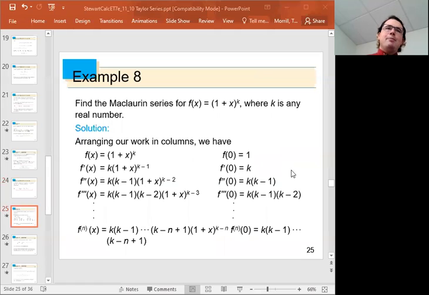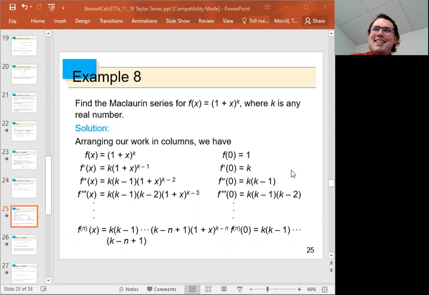Let's take another example. Here's a function, f of x equals 1 plus x to the power k. And here, k is a real number. So this exponent we're just leaving unspecified for right now. But we already have enough information to start calculating derivatives. That's all we need in order to find Taylor polynomials.